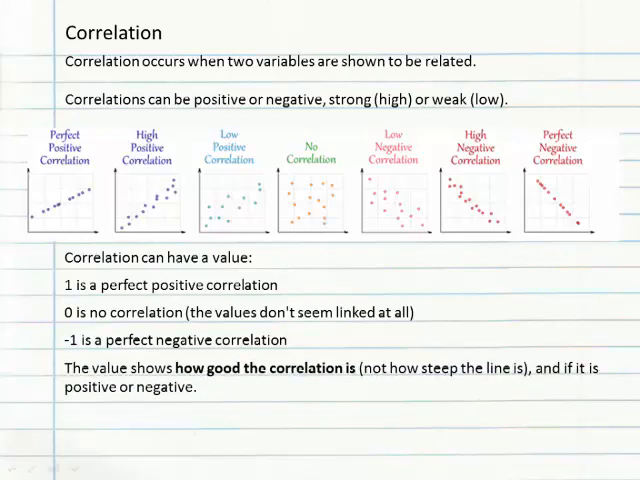The value shows how good the correlation is. It's not slope, so not how steep the line is. It also shows if the correlation is positive or negative. Even a perfect correlation does not prove one event causes another. So we can show correlations using equations, tables, or graphs.